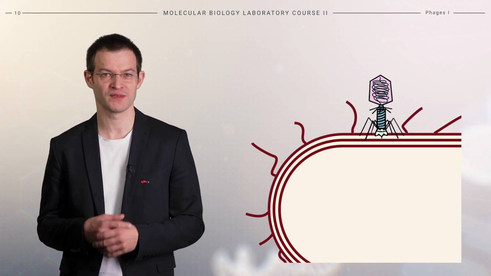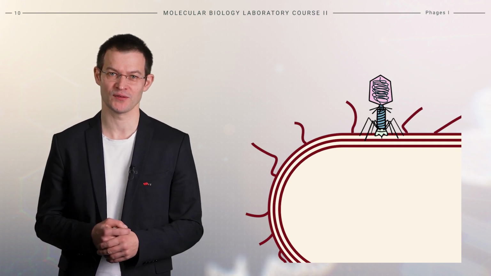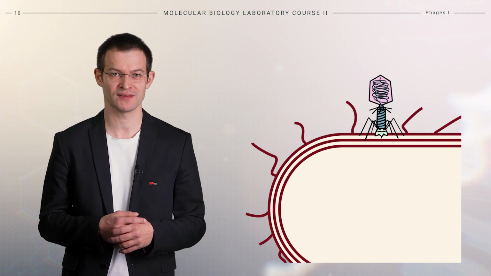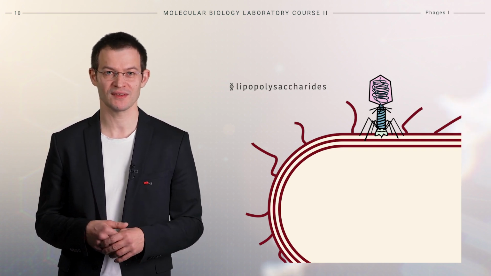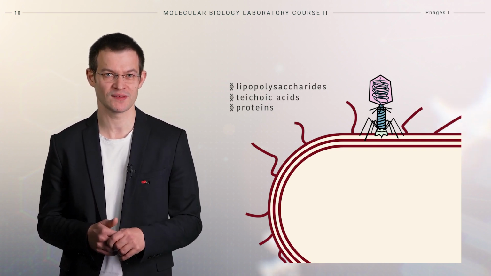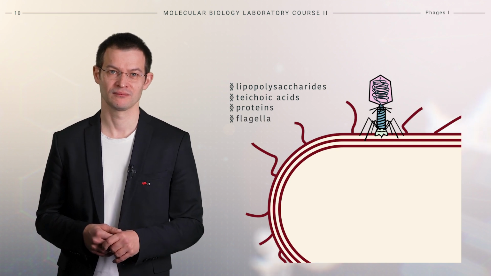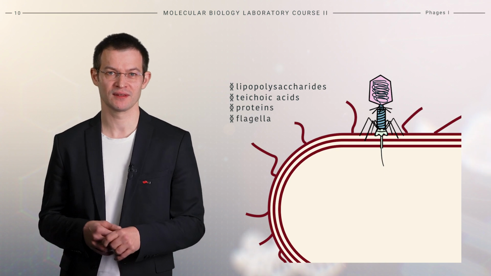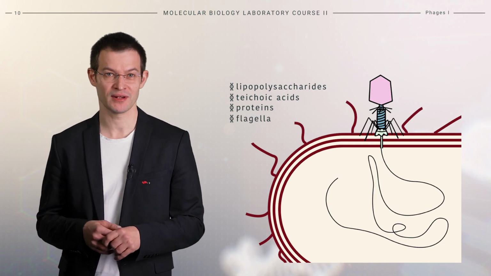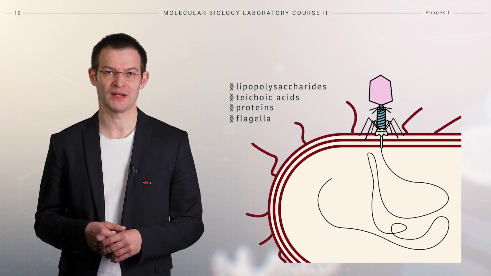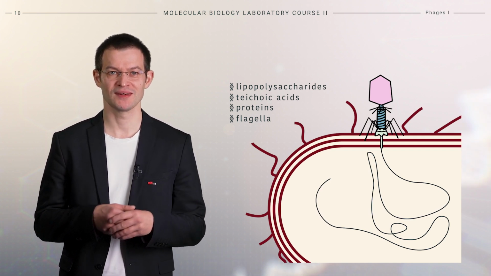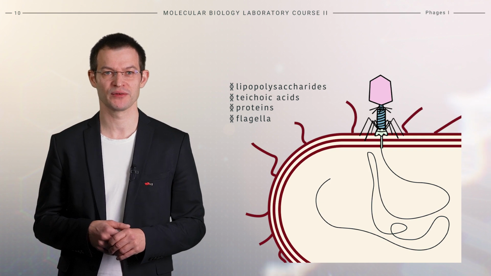Phages are remarkably specific in how they recognize their host. They bind to unique structures on the bacterial surface, such as lipopolysaccharides, teichoic acids, proteins, or even flagella. Phages degrade the bacterial cell wall and inject their genetic material, DNA or RNA, directly into the cytoplasm. In some cases, this genetic material is circular and can mimic a bacterial plasmid.